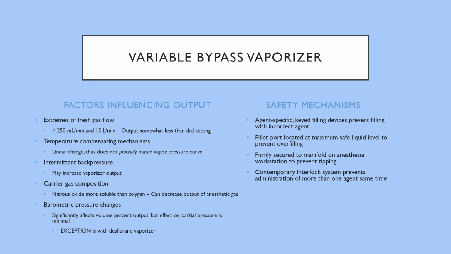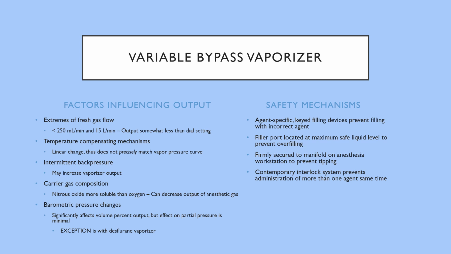Now, barometric pressure changes, or the ambient pressure, can significantly affect the volume percent output, but the effect on partial pressure is minimal. Remember that it's not volume percent, but the partial pressure of the gas that is most important. And while the volume percent may change on the output, when it combines with that atmospheric pressure, it has relatively little effect on the partial pressure of that agent. The only exception to this is with the Desflurane vaporizer, which we will soon discuss.